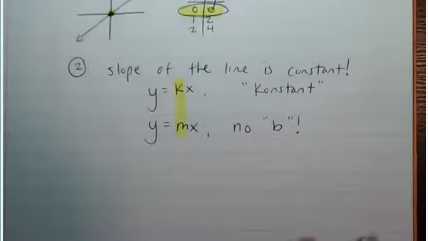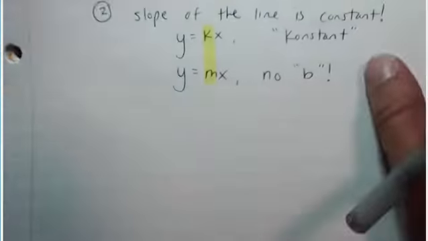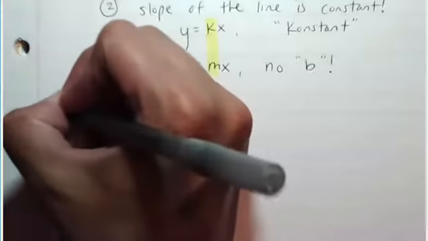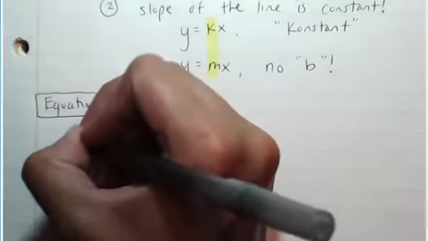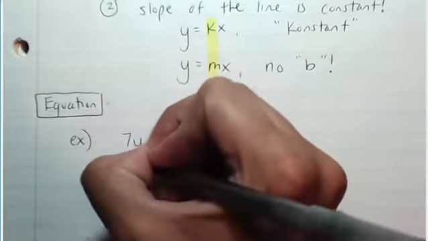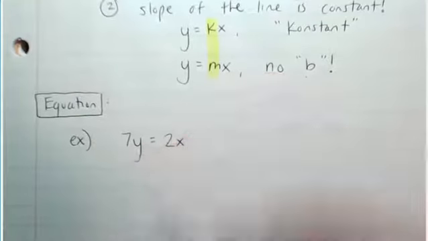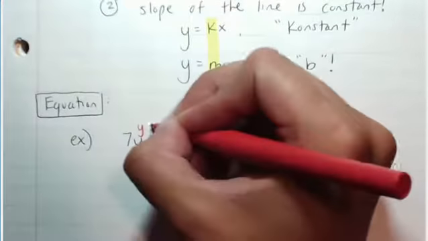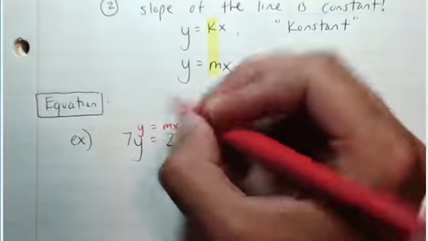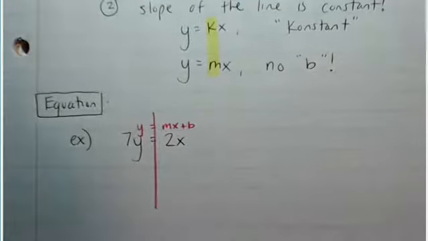So let's figure out from an equation how to identify if it's a direct variation or not. So here's an example. Let's do 7y is equal to 2x. So I want to figure out if this is a direct variation. So I want to get it into y equals mx plus b. So I'm going to go ahead and write y equals mx plus b at the top and line up my equal sign.